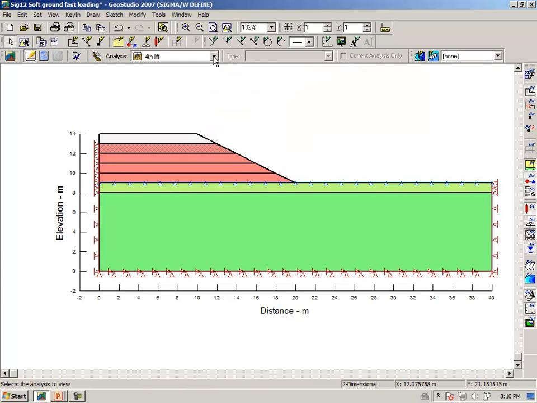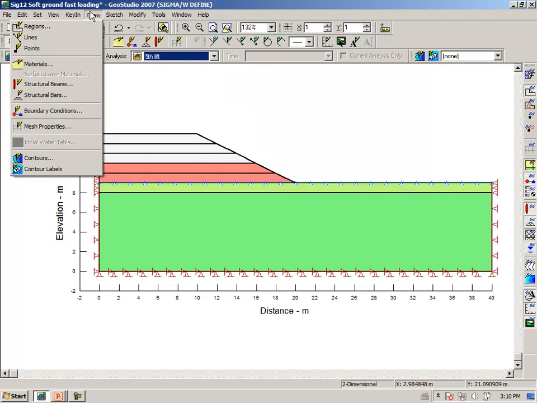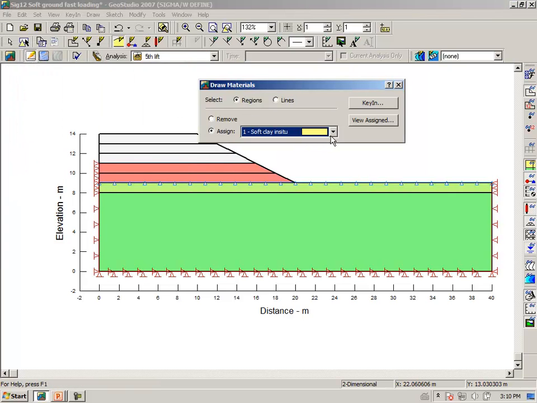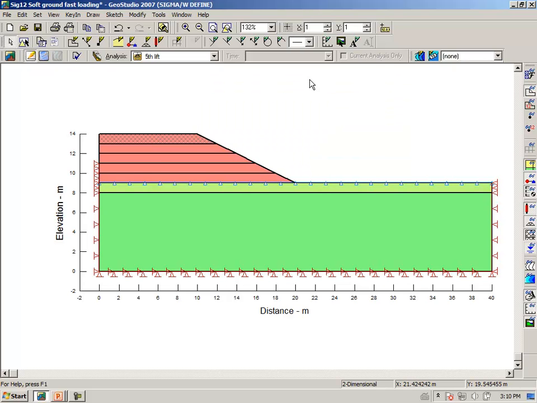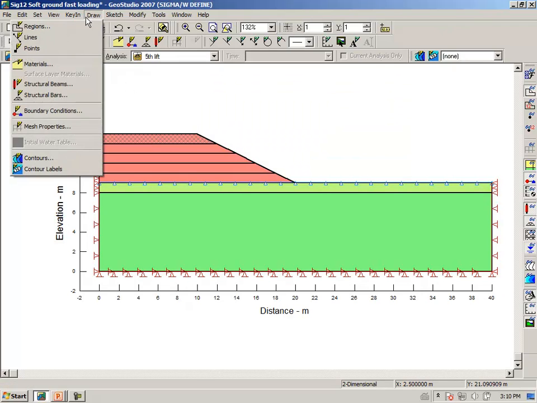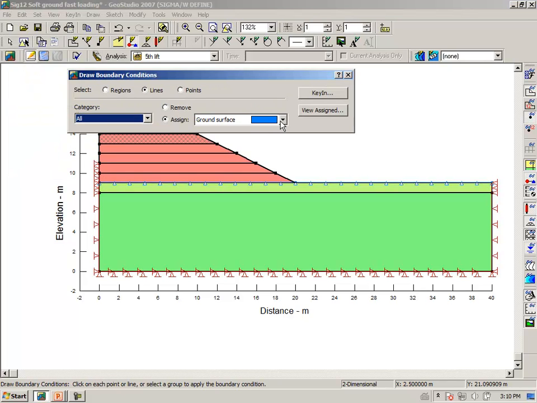and finally going to the fifth lift, draw materials, sand fill, and the cross hatching now should be in the fifth lift, which it is, saying draw boundary condition fixed x.